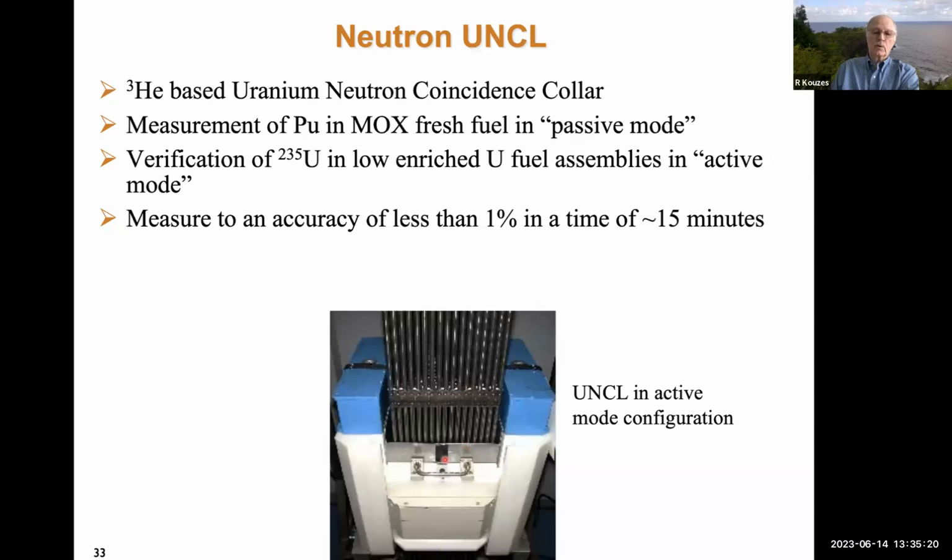this is used in active mode. In that case, an americium-lithium source is very often used, inserted into this holder here. And so neutrons are impinged upon the assembly, inducing fission. And those induced fission neutrons are then measured by the detector. And again, the idea is to see that the fuel meets the specification declared by the owner of the fuel.